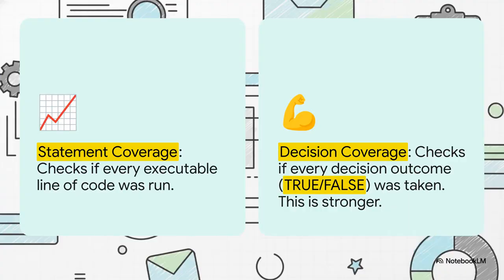Now, this is maybe the most important distinction to get. Decision coverage is stronger, it's more thorough. And think about it, if you test both the true and the false outcome of a decision, you are guaranteed to have run all the lines of code involved, right? So getting 100% decision coverage automatically gets you 100% statement coverage. But as we just saw, it doesn't work the other way around.